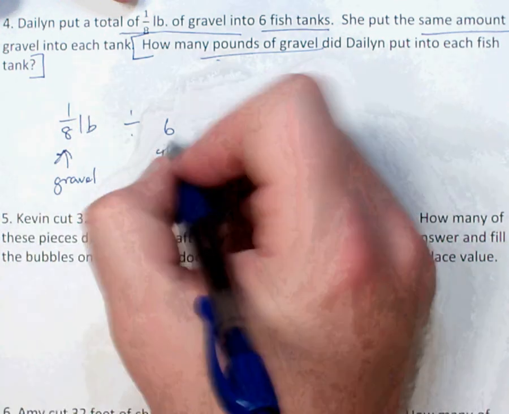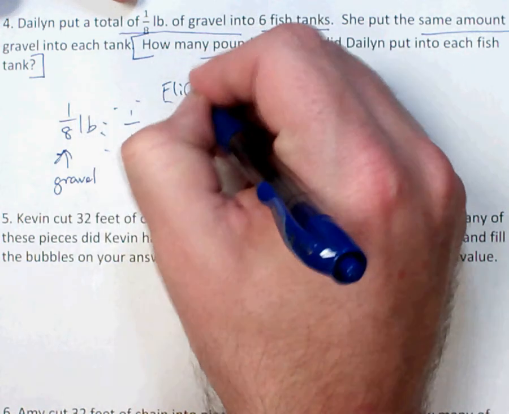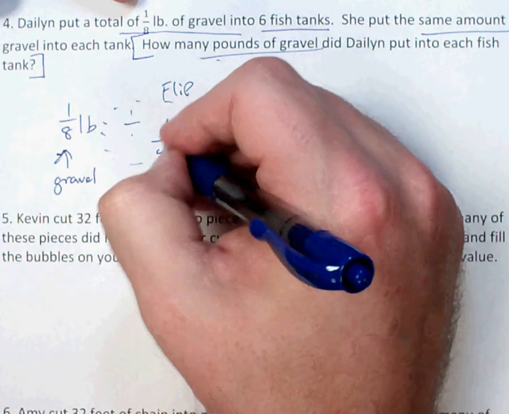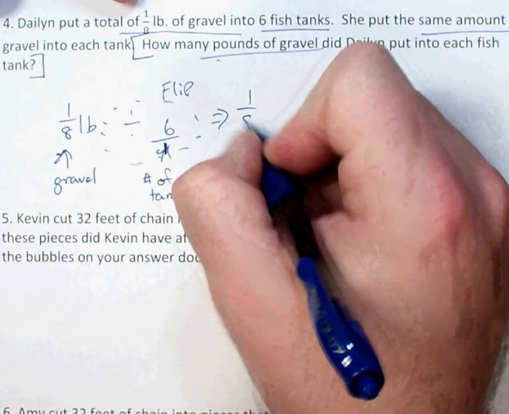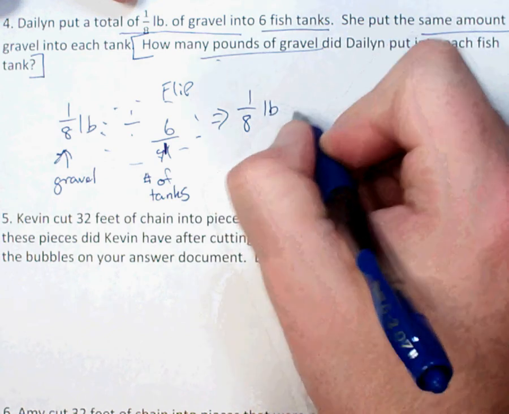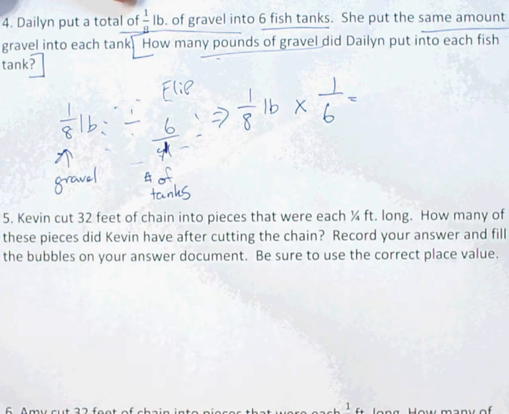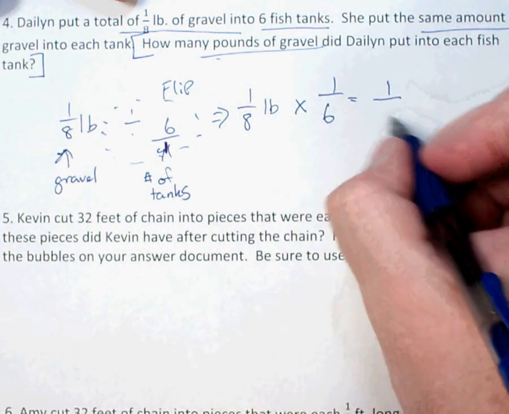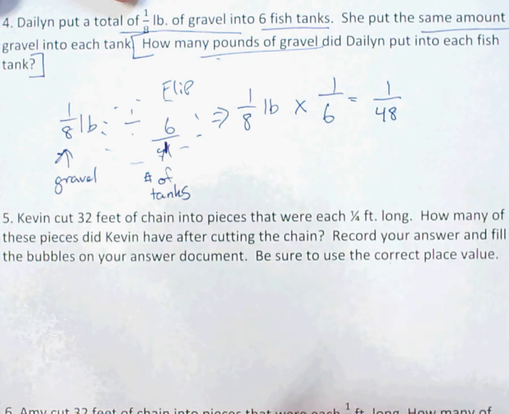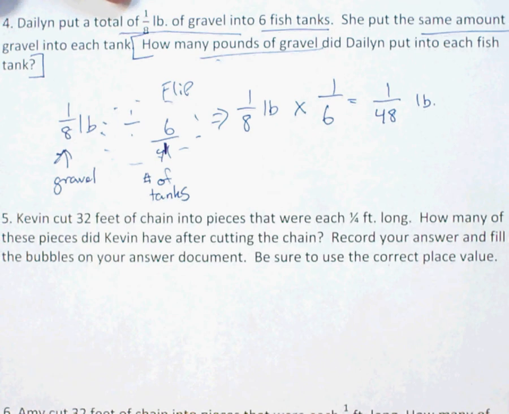All right. So once again, I'm going to flip what I'm dividing by. So that becomes 6 over 1. Rewrite. So this becomes 1/8 pounds times 1 over 6. And then I'm just going to simply multiply across. 1 times 1 gives me 1. 8 times 6 gives me 48. And so each tank has 1/48 pound of gravel in it.